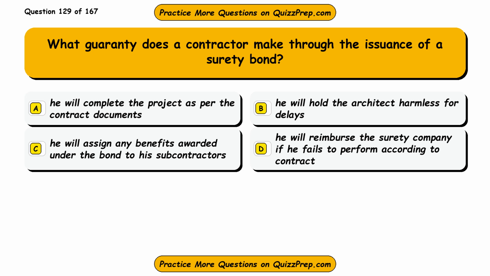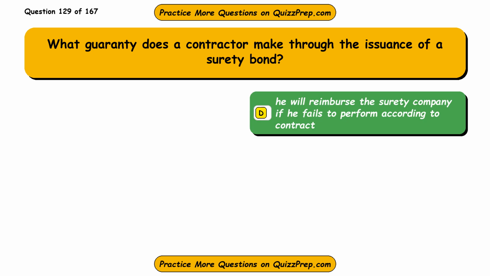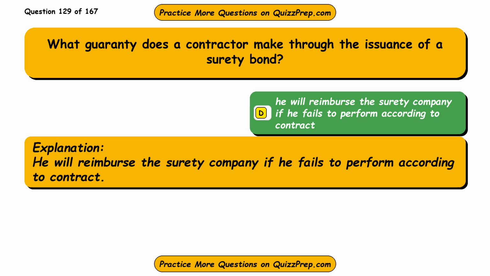Question 129. What guarantee does a contractor make through the issuance of a surety bond? Option A, he will complete the project as per the contract documents. Option B, he will hold the architect harmless for delays. Option C, he will assign any benefits awarded under the bond to his subcontractors. Option D, he will reimburse the surety company if he fails to perform according to contract. The correct answer is option D, he will reimburse the surety company if he fails to perform according to contract.